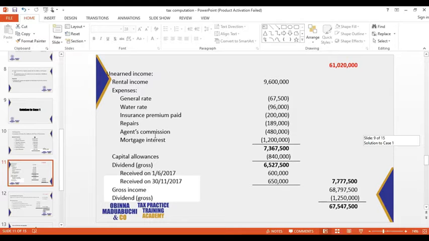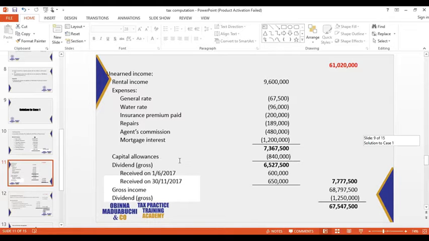Agent commission, the agent is paid for the property, 480,000 naira. Mortgage interest, don't forget that he's paying 100,000 naira monthly for 12 months. That's 1.2 million, and it's on that same property. By the time you deduct all these expenses from the rental income, you will get 7,367,500 naira. And again, there's what we call capital allowances.